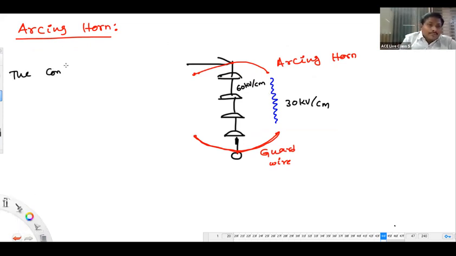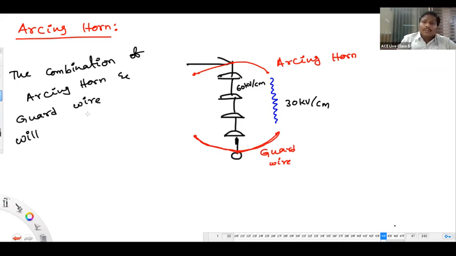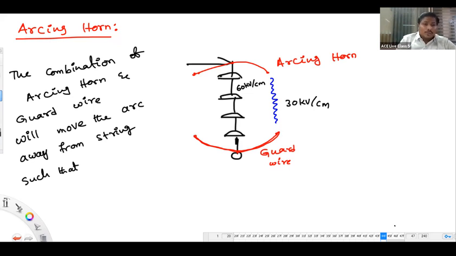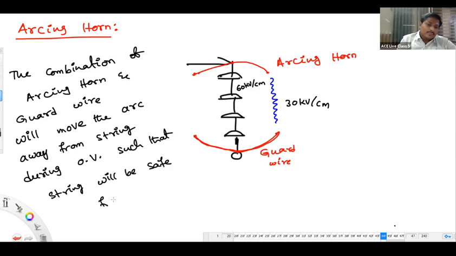The combination of arcing horn and guard wire will move the arc away from insulators, away from the string, such that the string will be safe during overvoltage. During overvoltage, the string will be saved from damages.